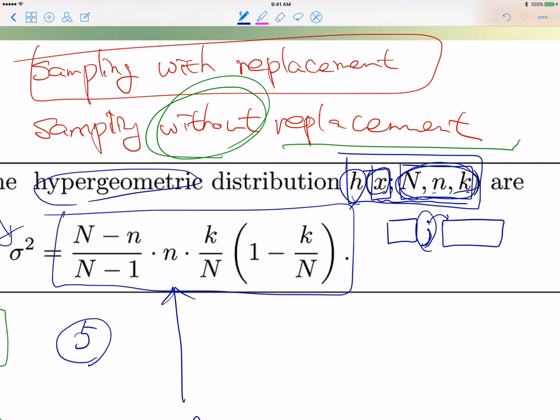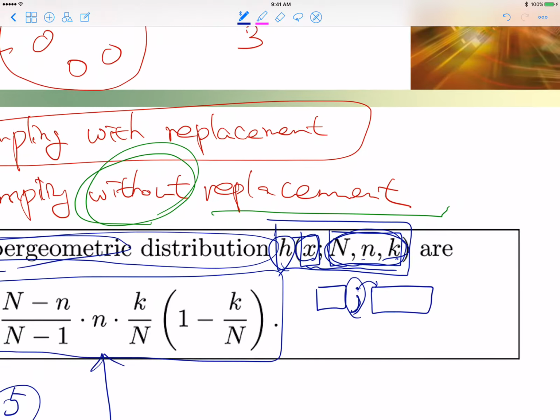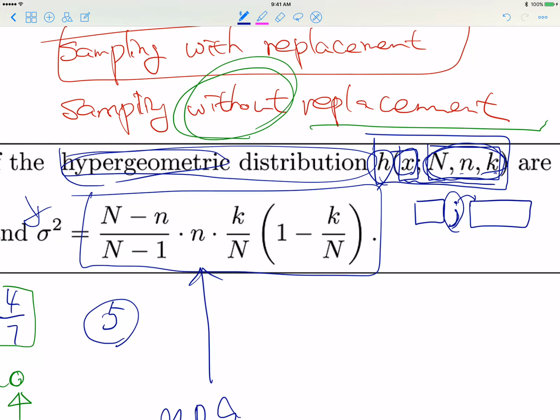But in general, the distribution has a particular class. We know this distribution is called the hypergeometric distribution, so it is definitely different from the normal distribution, right? This hypergeometric distribution has a certain shape, but that shape is parameterized with these parameter values.